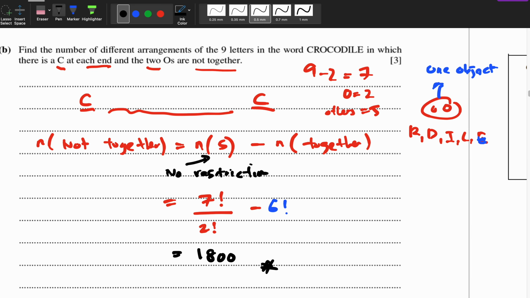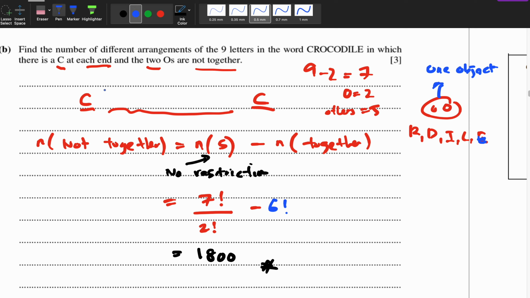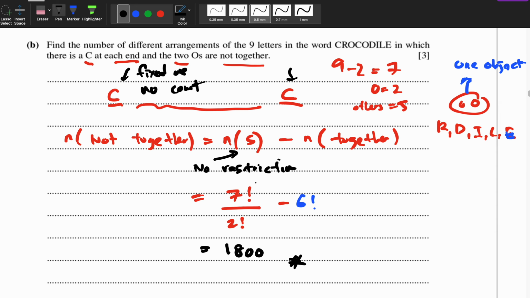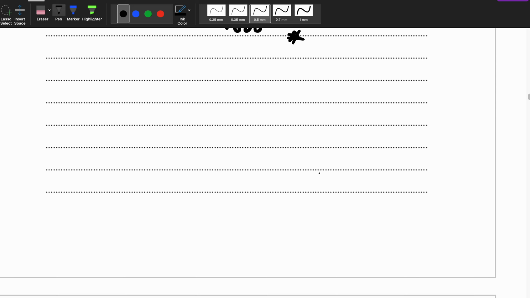This is the thing you have to take note of. Some students will ask, why don't we consider the C? This is because once you fix the position, you don't count it again. So the fixed one, don't count. Okay, so this is the answer for part B.